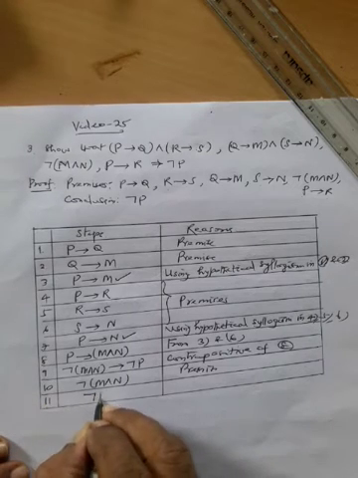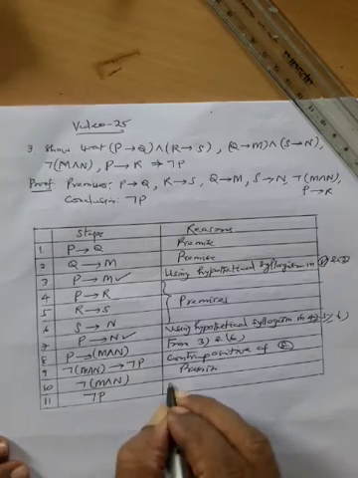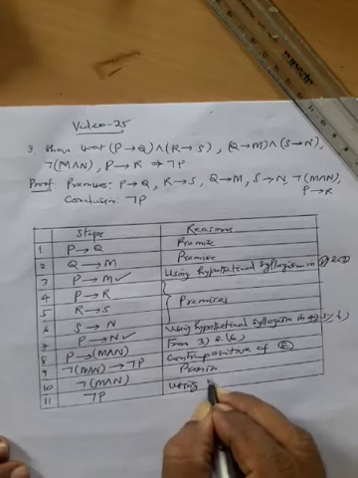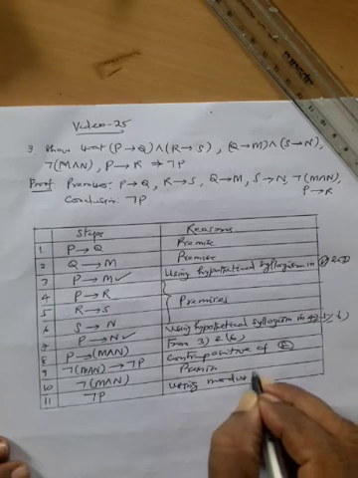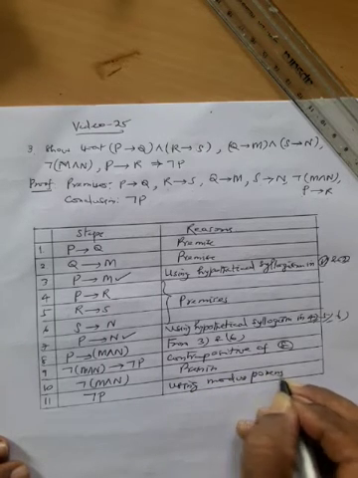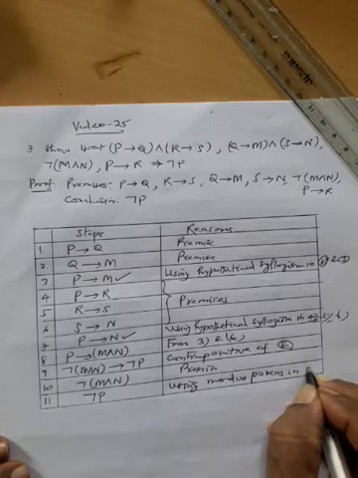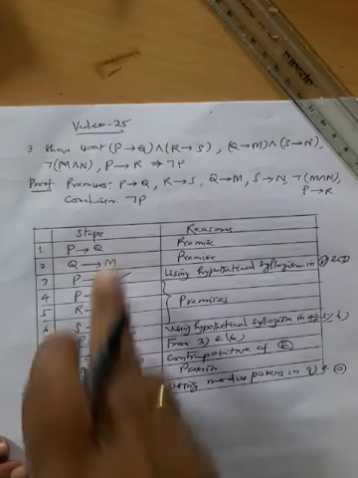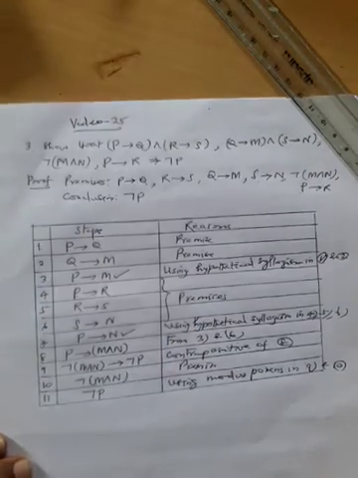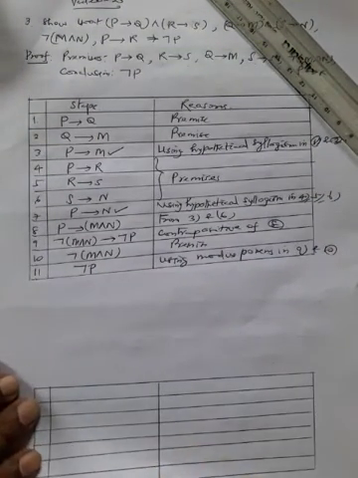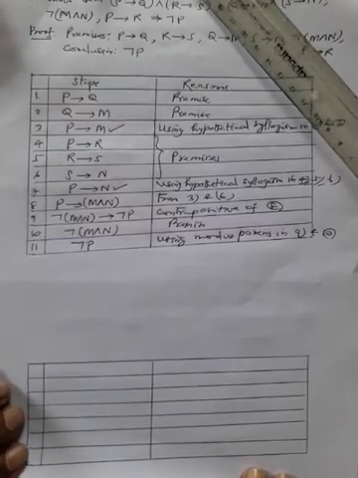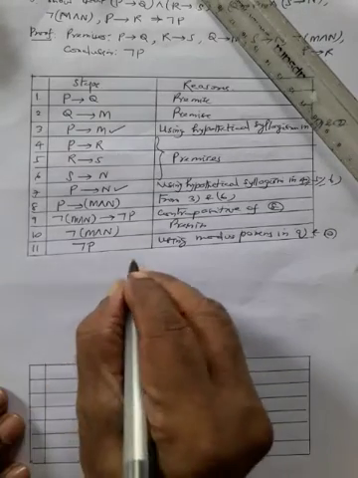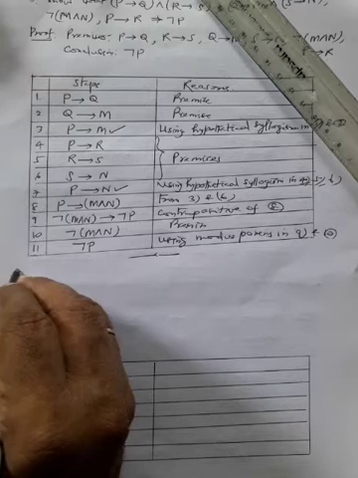Therefore the conclusion is negation P using modus ponens in 9 and 10. So we arrived at negation P as our conclusion. So this completes problem number 3. So let us go to problem number 4.